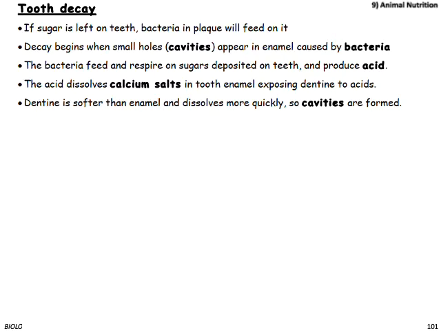These acids dissolve the calcium in the tooth enamel, exposing the dentine, and dentine is very sensitive because it is connected to nerves, which are inside the pulp. Dentine is softer than enamel and dissolves more quickly, so cavities are formed.